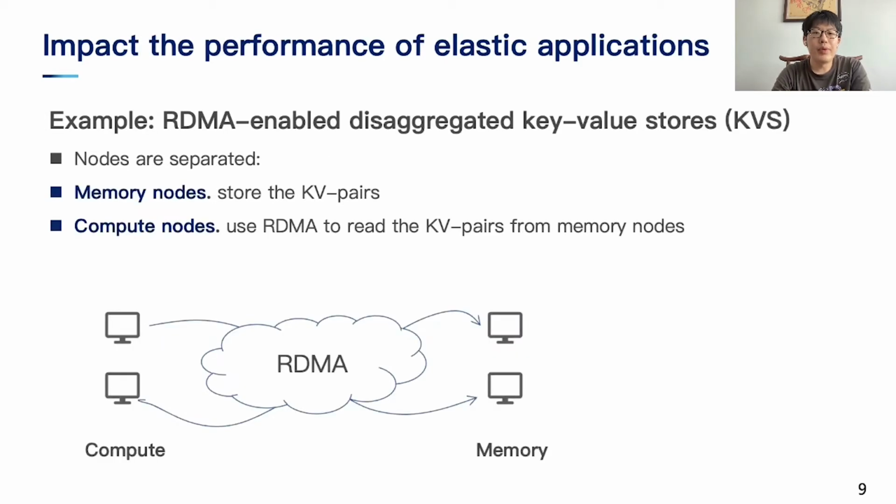One particular example is the RDMA-enabled disaggregated key-value store. In such a setup, the nodes are separated into 2 roles. First, memory nodes. These are nodes with a huge amount of memory and little CPU resources. They store the key-value pairs in their memory. Second, computing nodes. These are nodes that execute the key-value store API on top of the memory nodes. They have little memory and a powerful CPU. So they execute the key-value API by reading the key-value contents from the memory nodes using one-sided RDMA.